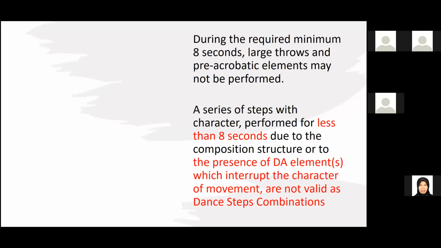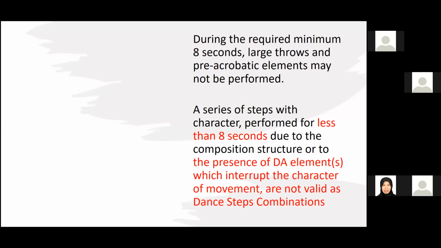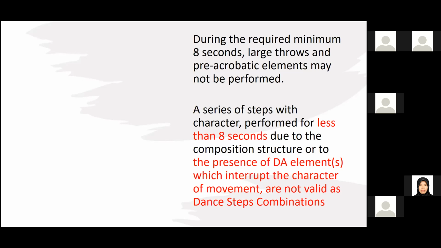So what does this mean? How many DA am I allowed to do? Up to you. You want to do 1, you want to do 2. There's nothing mentioned, because artistic judges are not judging DA. Artistic judges are only judging dance steps. In that case, if I do not see a full 8 seconds of dance and I see interruption in the dance steps because of the DA, then I will not credit this DA. It will not be given. I will penalize it.